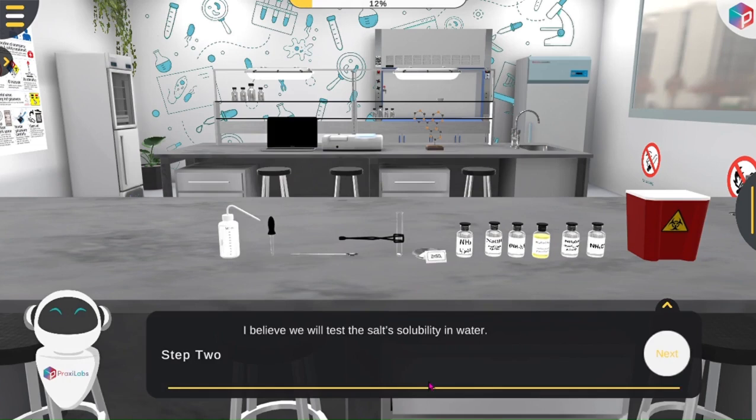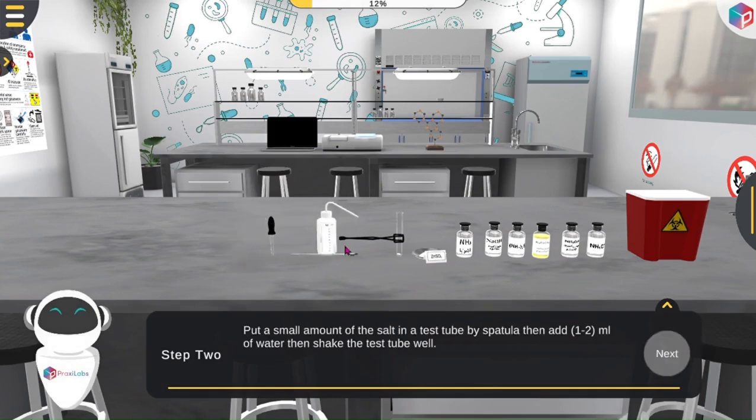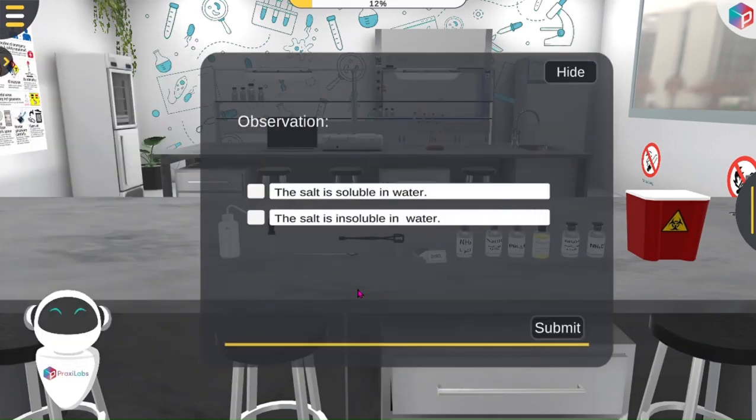Step 2. We will test the salt's solubility in water. Put a small amount of the salt in a test tube by spatula. Then add 1 to 2 milliliters of water. Then shake the test tube well. Observation: the salt is soluble in water.